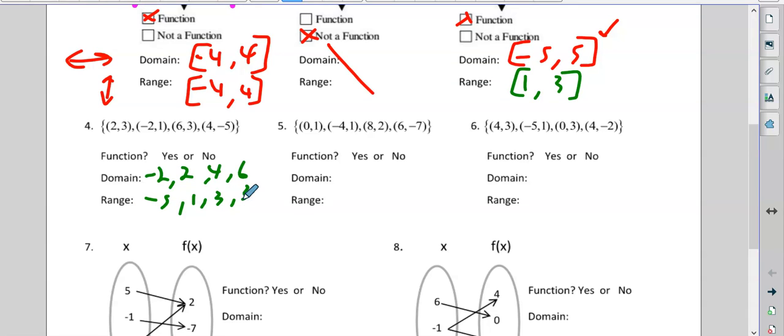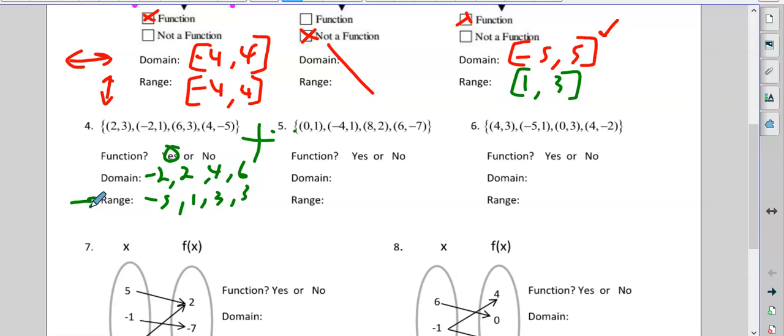All right, so yes, this is a function. If you wanted to plot this, that's fine, but it's okay for the y's to repeat. If you think about this, 2, 3 would be here and 6, 3 would be here. That does not fail the vertical line test. So it's okay for these to repeat.